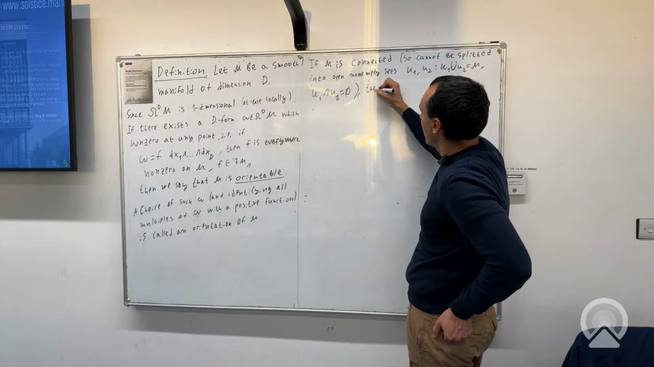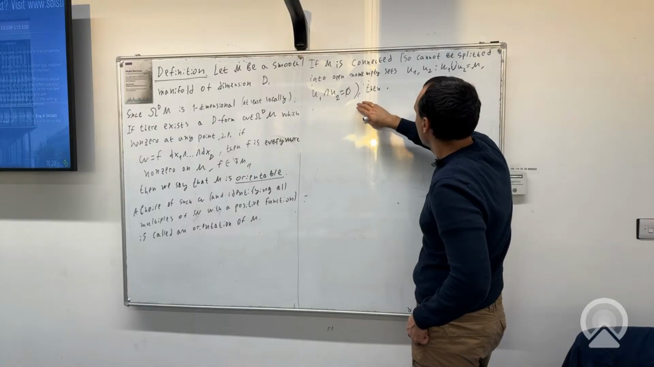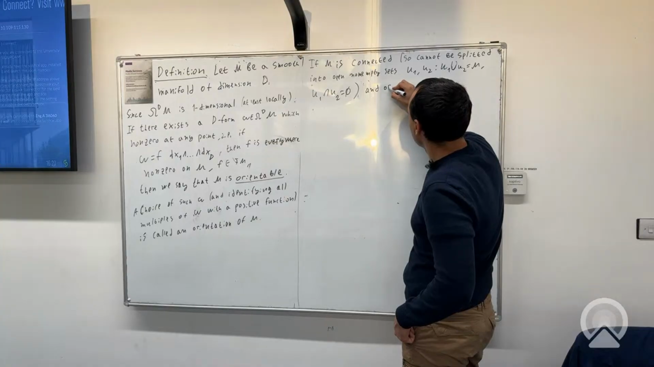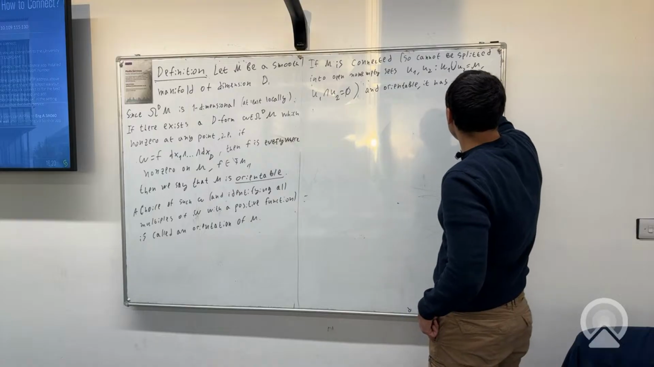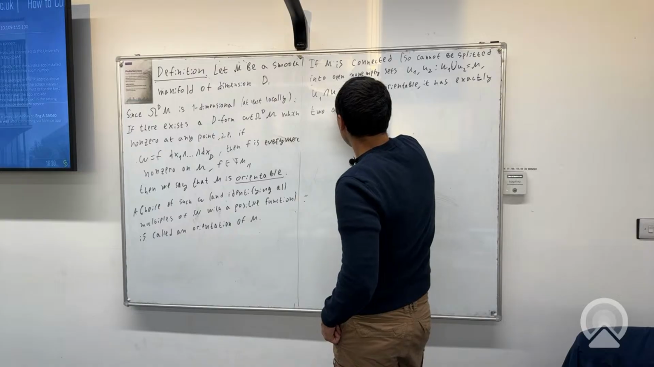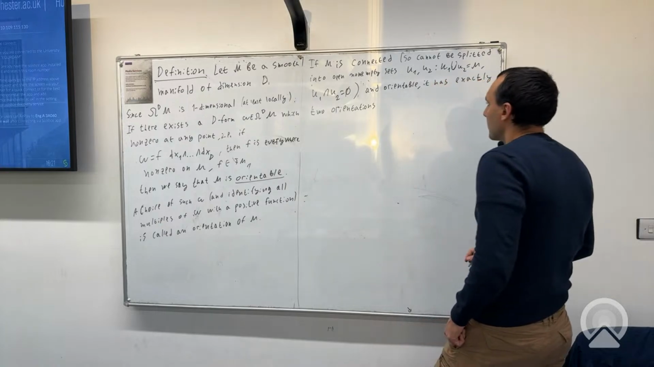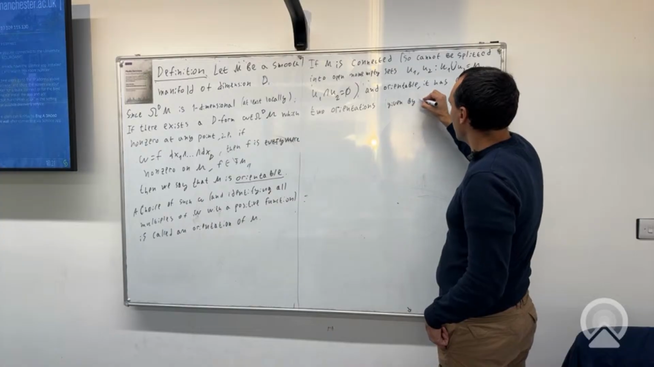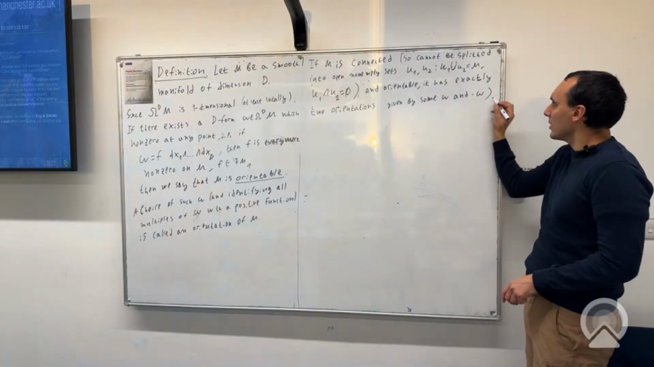Then there are only two orientations. So if M is connected and orientable, it has exactly two orientations, given by some omega, and the negative of omega defines another orientation.